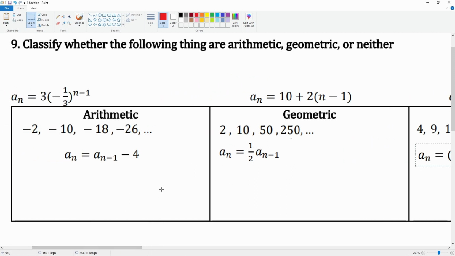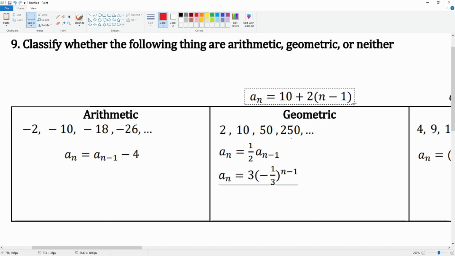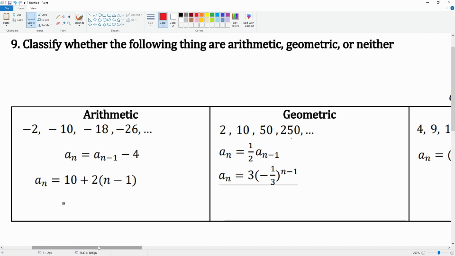Lastly, these look like the explicit formula. 3 parentheses -1/3. That looks like that is the explicit for the geometric sequence. 10 plus 2 parentheses n-1. That is the arithmetic explicit. First term is 10. Common difference is 2.